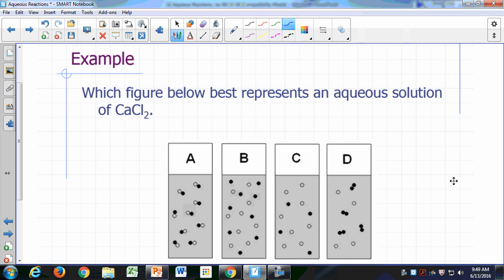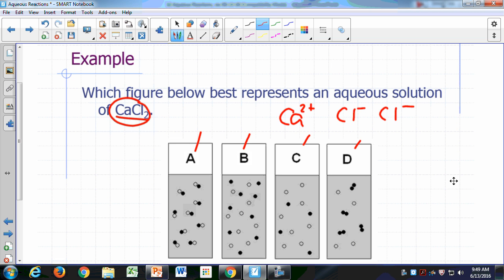Let's take a look at the figure shown here for the atomic level representation of what happens when, let's say, something like calcium chloride is dissolved in water. Will it look like A, B, C, or D? Well, the thing to realize about calcium chloride is it's made up of ions, calcium and chloride ions.